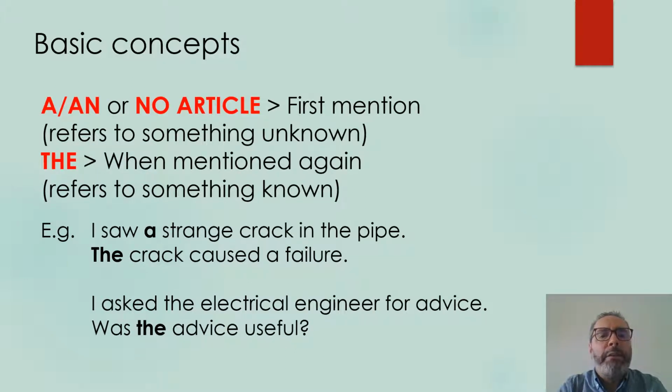First, normally when we first mention an item in this course, we use a/an or no article. And when we mention this item again, that is, it is a known noun, then we use the article "the", like in the examples. I saw a strange crack in the pipe. The crack caused the failure. Or, I asked the electrical engineer for advice. Was the advice useful?